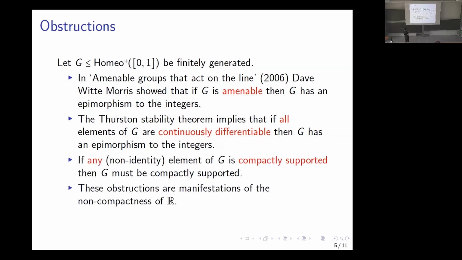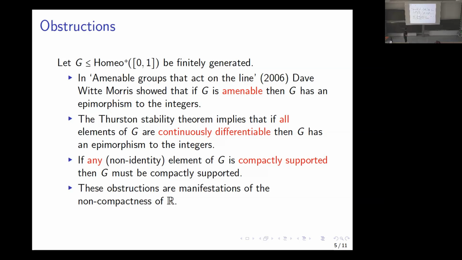Okay, and then also, if you have some non-identity element which has compact support, when I say compact support, I mean support contained in a compact set. The support's open, so it's not going to be compact, but support contained in a compact set, then the whole group must actually be compactly supported. I mean, support contained in some compact set. But then why not just renormalize the homeomorphism from your compact support back to the real line and use that in the first place? So we can kind of assume that these aren't compactly supported elements. But I should probably argue why this is true. So imagine you have some element with compact support.